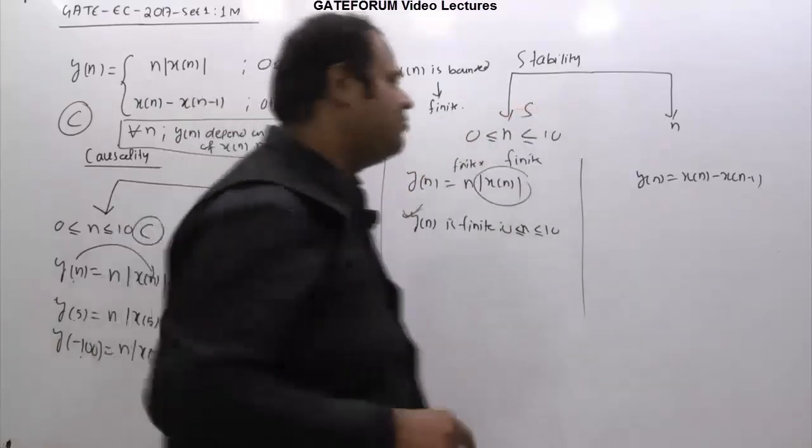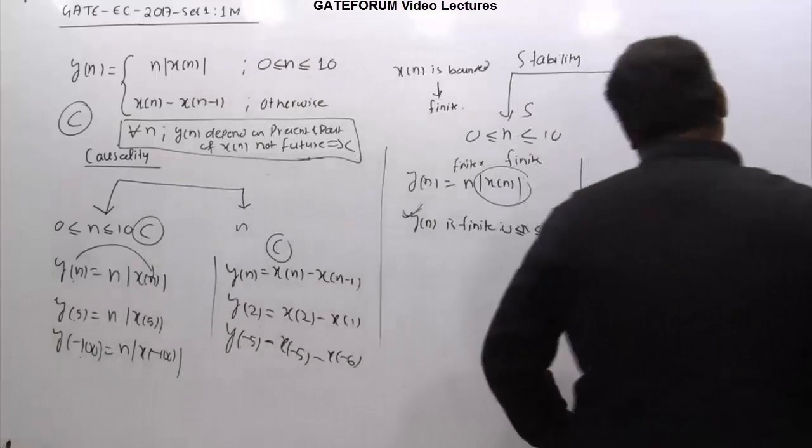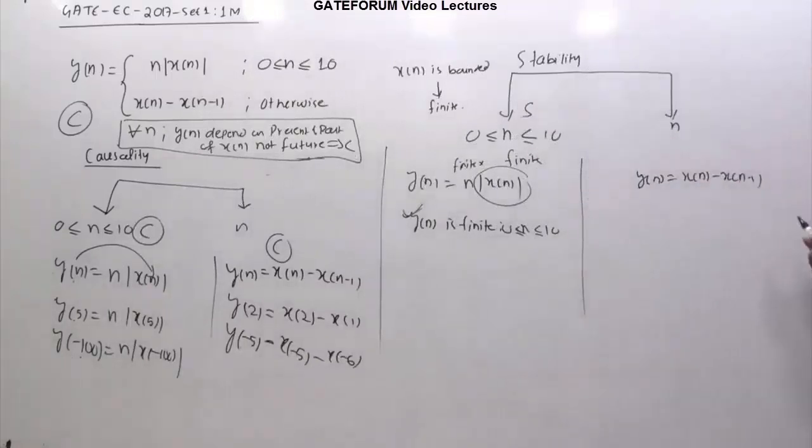Now let us also comment on what is happening in this range. In this case, y of n equals x of n minus x of n minus 1. So what do you think? Is this operation going to make any difference? Is it going to lead to y of n being unbounded in nature? Obviously not. Why? Because from x of n, we are subtracting its delayed version, right?